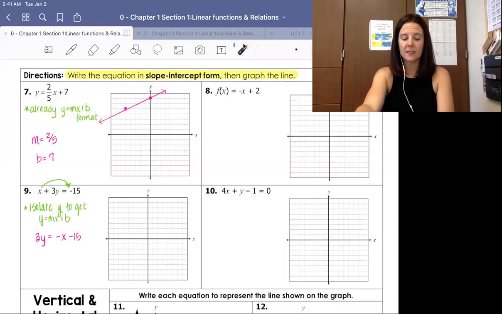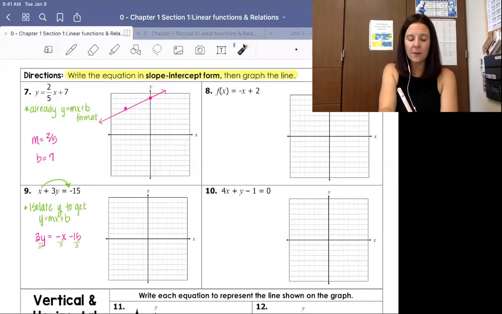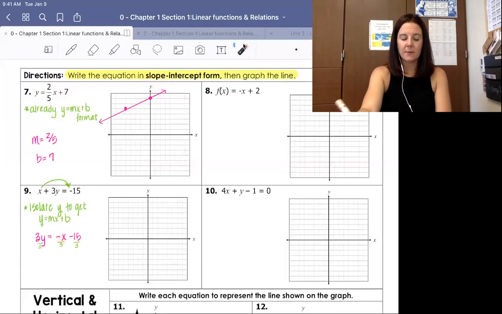Okay, so we move x, which gives us 3y equals negative x, because we changed sides, so it changes signs, minus 15. But we want y completely by itself. We don't want that 3 in front of it, no coefficient. So we divide everything by 3. And I want you to think about this x having a negative 1 in front of it. Okay, so it becomes y equals negative 1/3 x, 1 divided by 3 is 1/3, minus 5. 15 divided by 3 is 5.